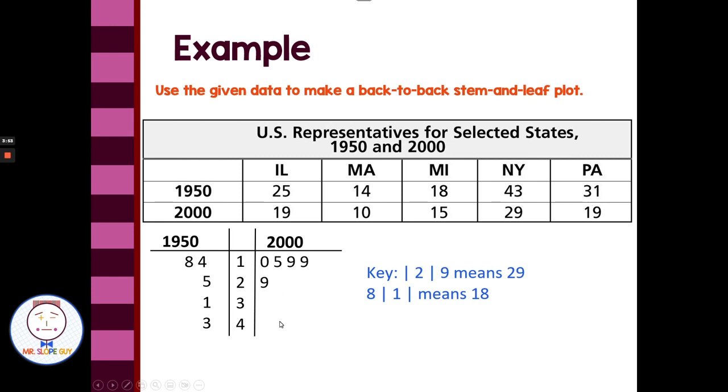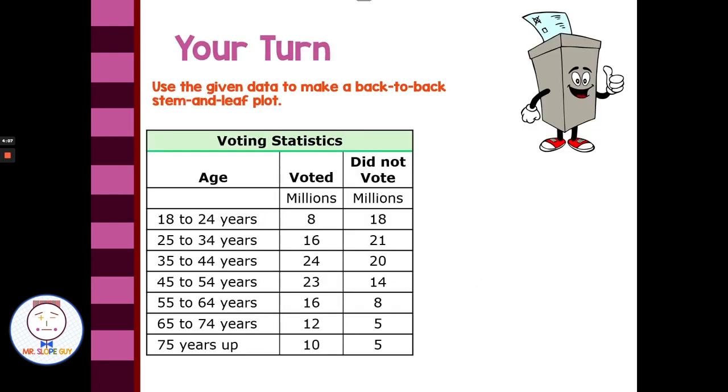So the nice unique thing about stem and leaf plots is that the data itself is part of the graphic display. So we're seeing all of the original pieces of data as part of our displaying of the data. So why don't you guys try to make a back-to-back stem and leaf plot from this table on voting and didn't vote. Pause the video here, come back, and we'll see how you did.